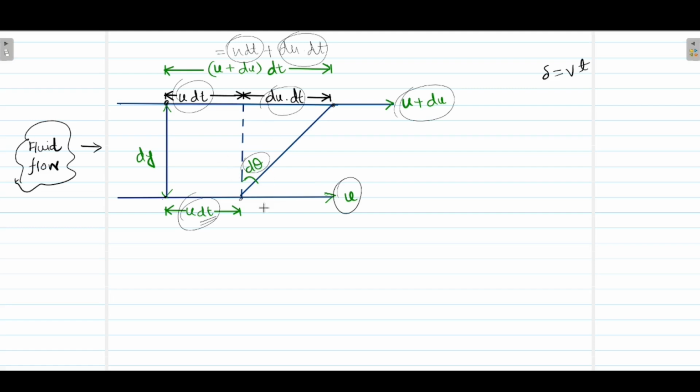See, from this point, if I assume that this is A, this is B, and this is C, in the triangle ABC, what you see is tan d theta. Okay, so you see that this is the right angle. So tan d theta is simply going to give you du dt over dy. So now, as this angle is very small, d theta is very small.